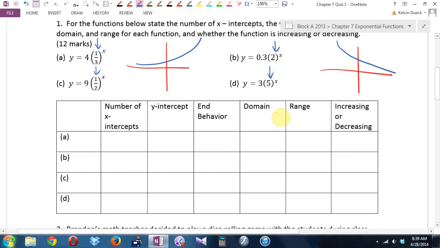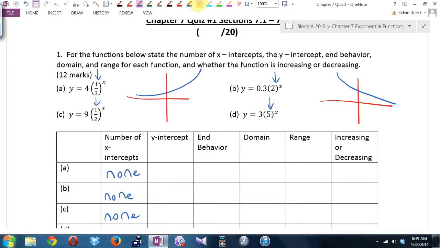How many x-intercepts do we have? None. None. None. How many y-intercepts? 1. Now, what is the y-intercept?